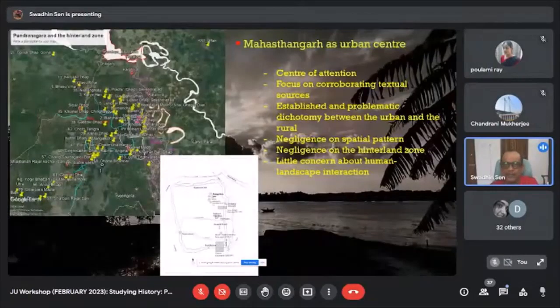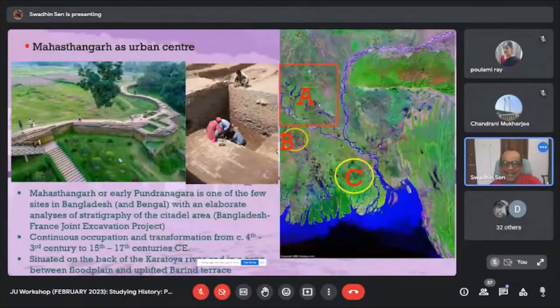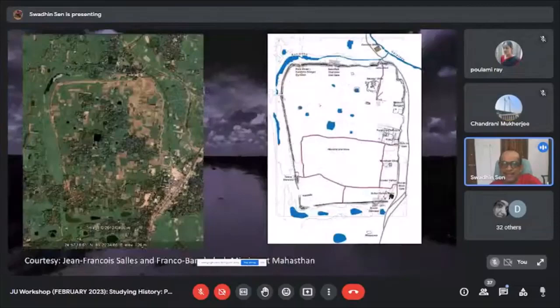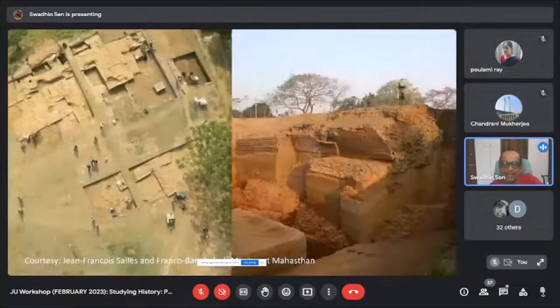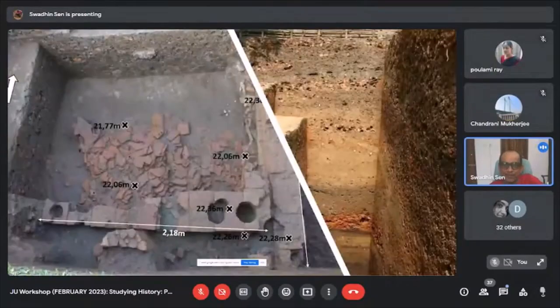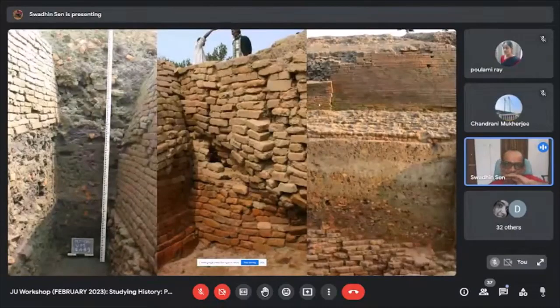And if we consider, for example, Mahasthan as an urban center, there is also some kind of neglect toward the zone which is not the urban center. And you can see, for example, some of the sites. I will keep these slides, which were supplied to me by Professor Jean-François Salle.